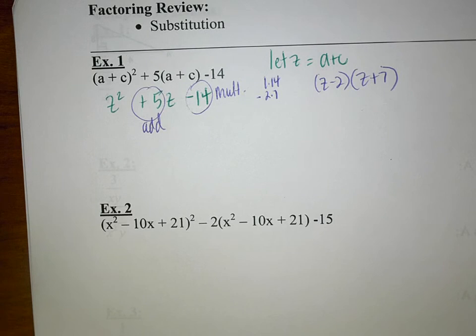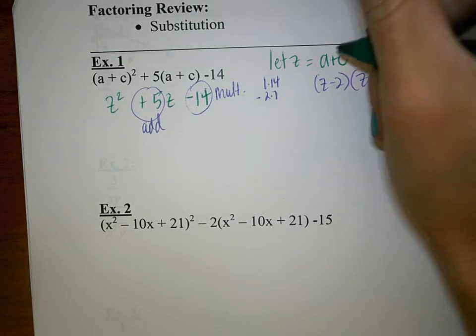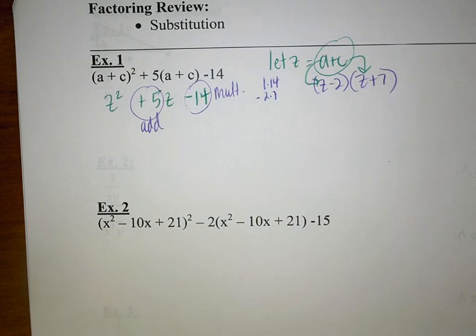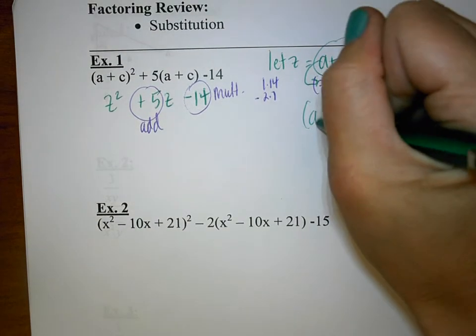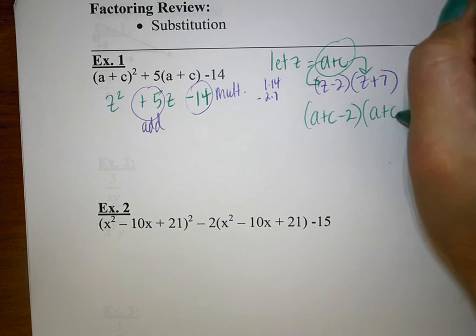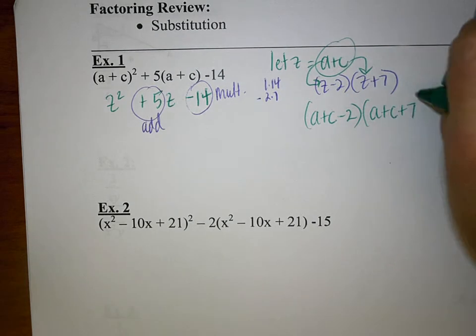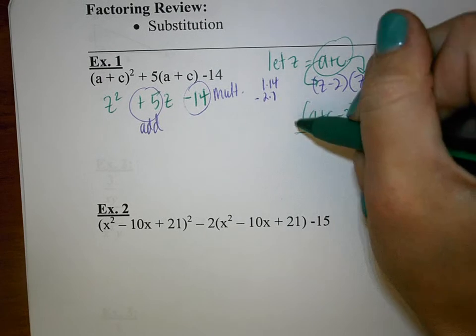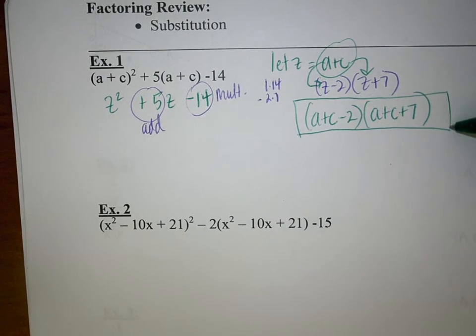Am I done? No, what do I do? Good, we take a plus c and we plug it in for z. So we have a plus c minus 2 and a plus c plus 7. Can this be reduced at all? No. Can I factor any further? No, but always ask yourself those questions before finishing the problem.